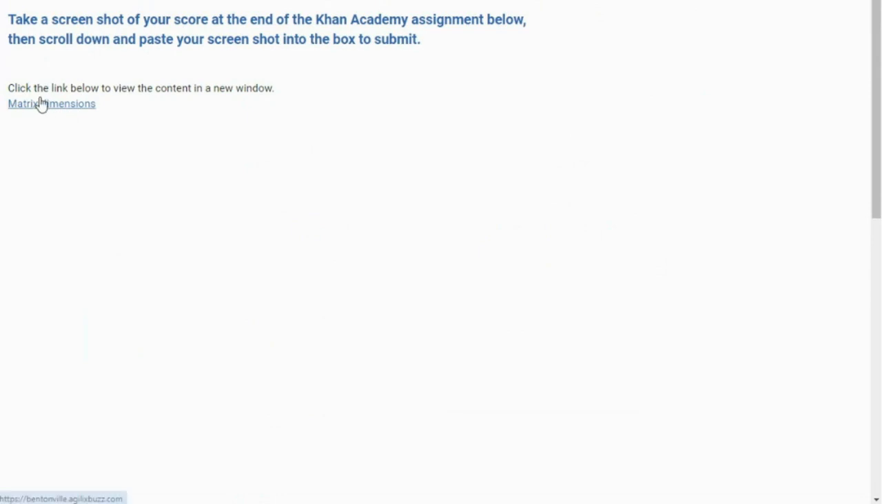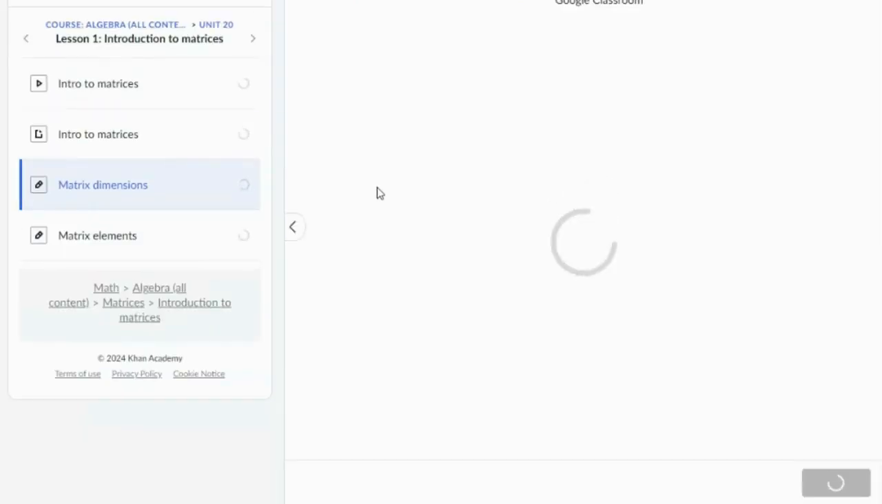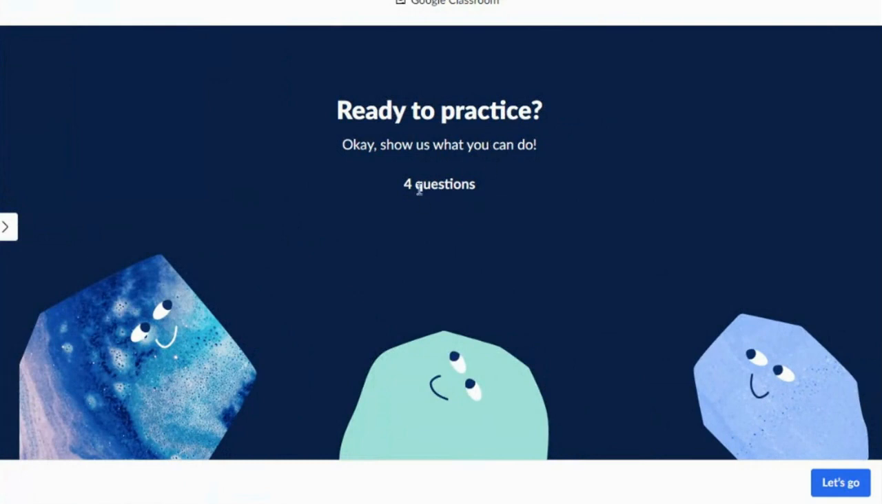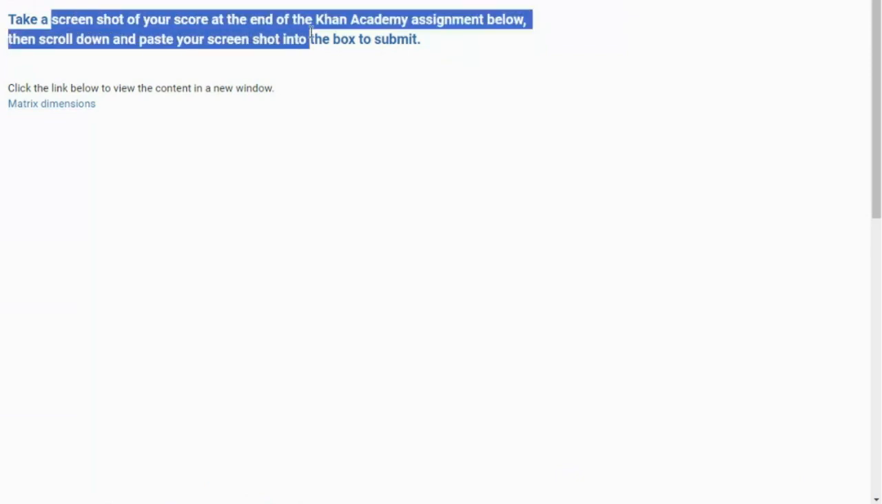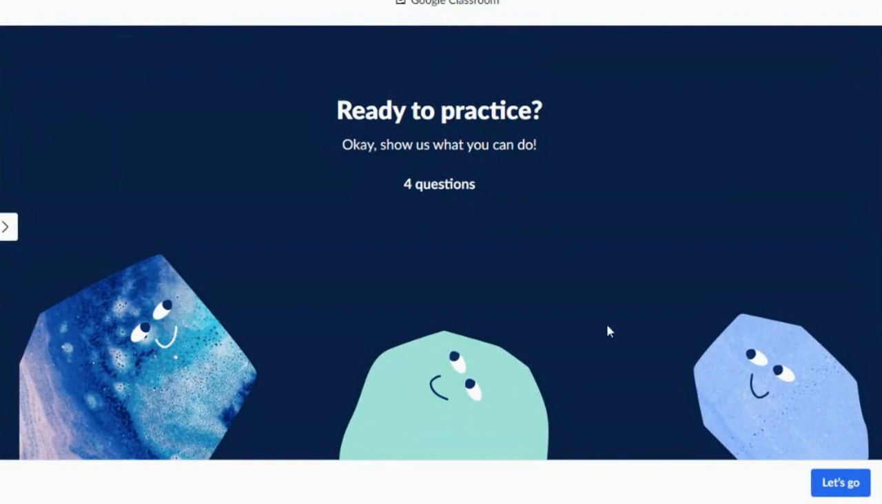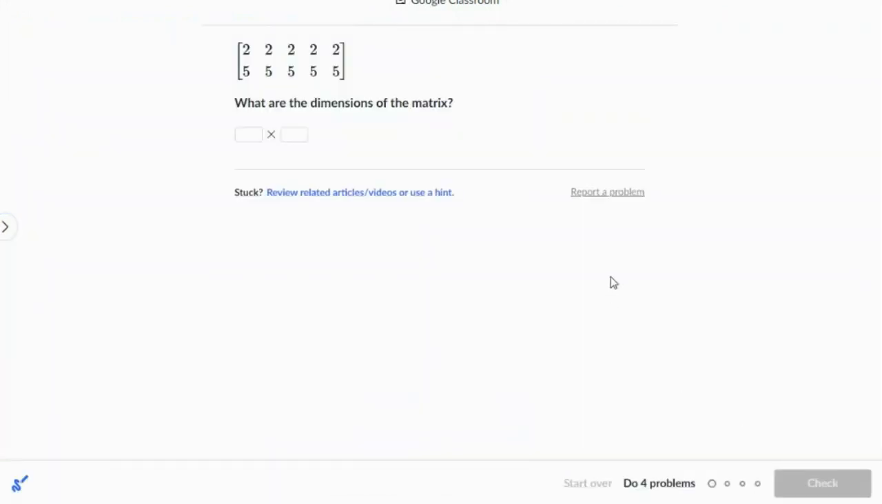Okay, so let's click the link below and view the content. Let's click on matrix dimensions. Again, we can close this if we want to get it out of the way. Ready to practice. There's going to be 4 questions. This said that we need to take a screenshot of our score at the end. We haven't taken it yet. This is a start. We've got to click this little Let's go button down here at the bottom. Let's go.